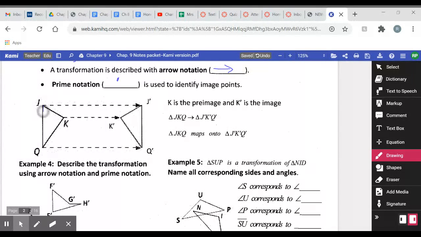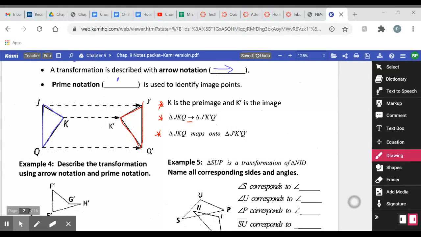We see this original triangle JKQ, and we can see that they have become J prime, K prime, Q prime in their new location. And so you can see different ways you can refer to what's happening. You say K is the pre-image and K prime is the image. We can say triangle JKQ transforms, like we say for that arrow, to triangle J prime, K prime, Q prime. Or we could say triangle JKQ maps onto triangle J prime, K prime, Q prime.